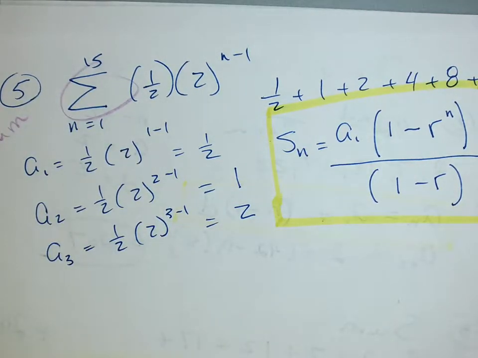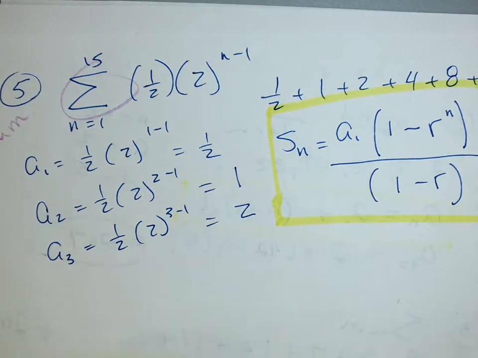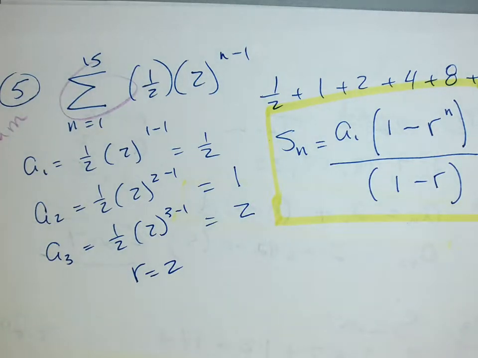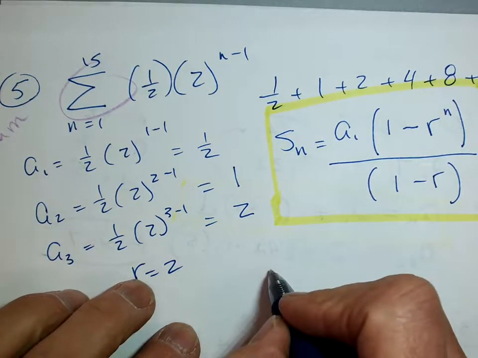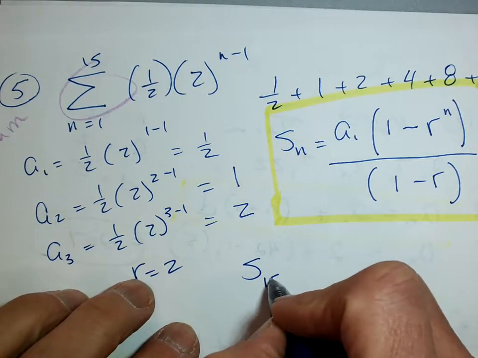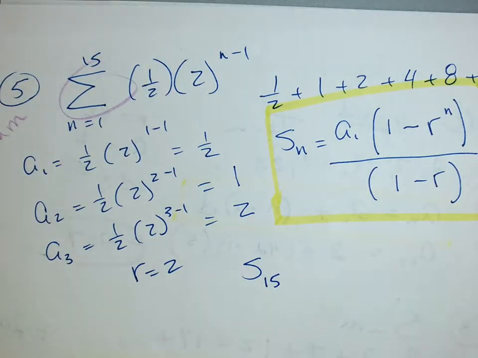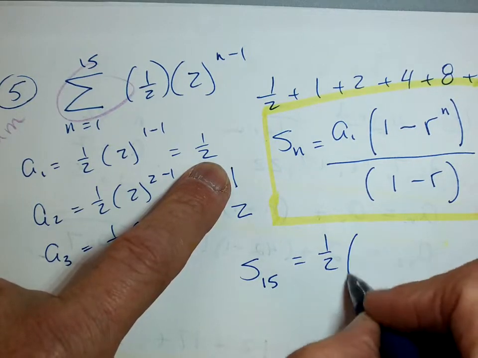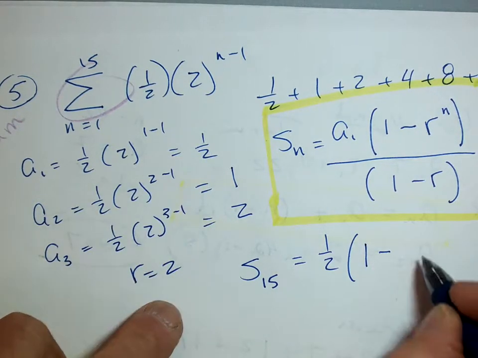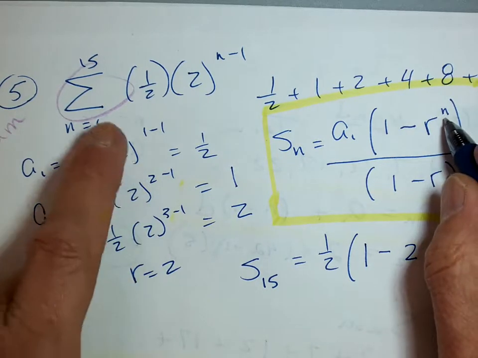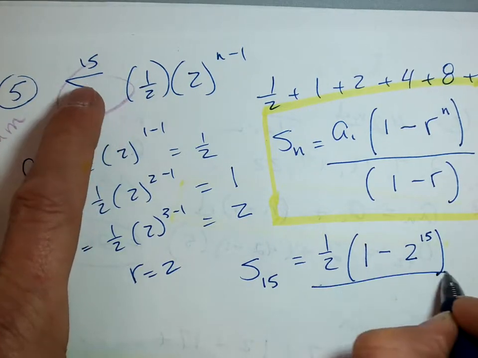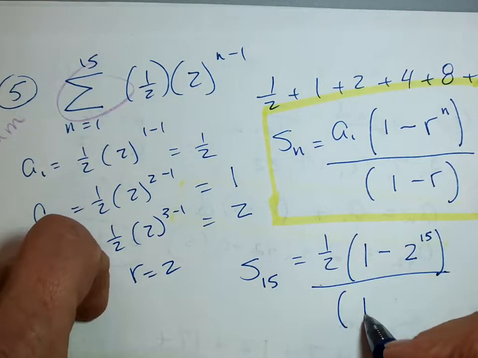So, let's see. I know A1 is 1/2. I know R is 2, isn't it? R is equal to 2 because I'm multiplying by 2 all the way through. Okay, so now I'm going to use my formula. S of 15, because there's 15 terms, equals A1, which is 1/2, times (1 minus R, which is 2, to the n power, which is my 15), divided by (1 minus 2).